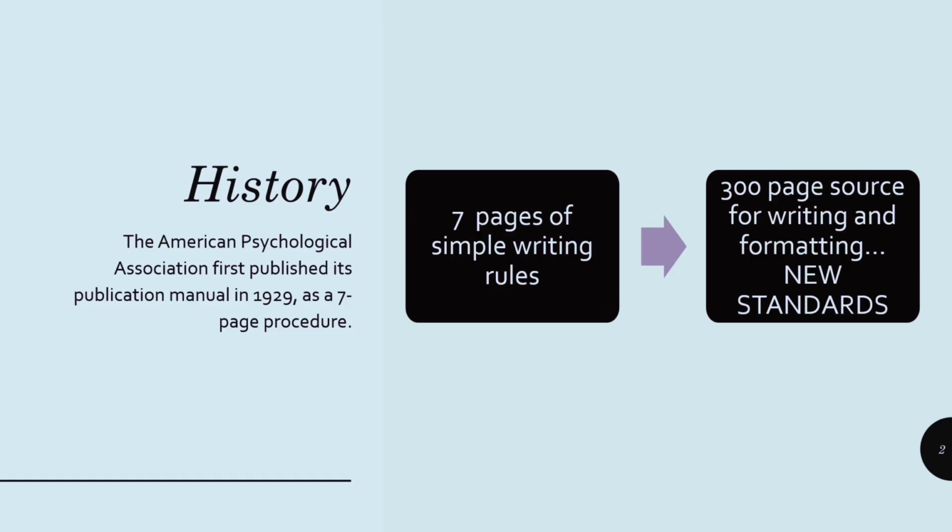Let's talk about the history. The American Psychological Association first published its first edition in 1929. It started off as a 7-page procedure on how to format a paper, whereas today's 7th edition is now about a 300-page authoritative source of scholarly writing that works to reduce bias in writing, how to write sources, make a reference page, make an outline, what to capitalize. The point is, it has grown a lot, which is good because it's trying to help researchers explain what they did in studies in a transparent way.